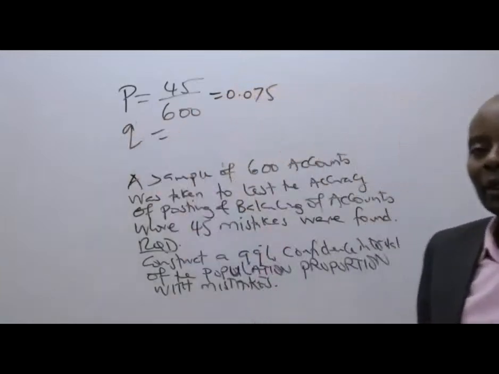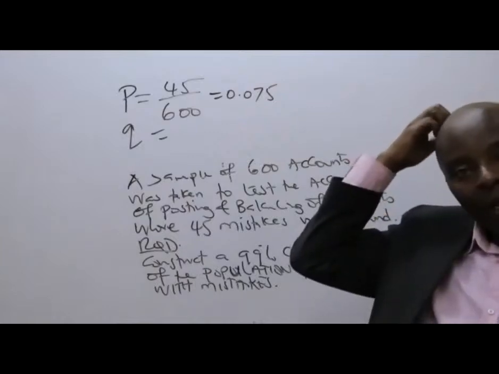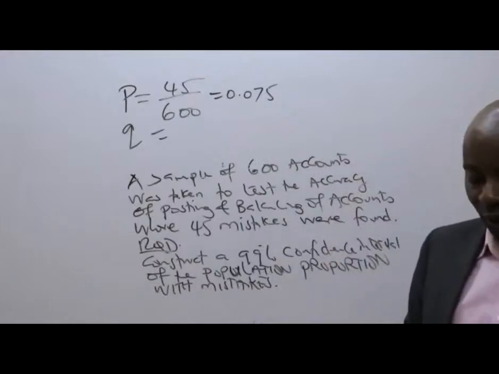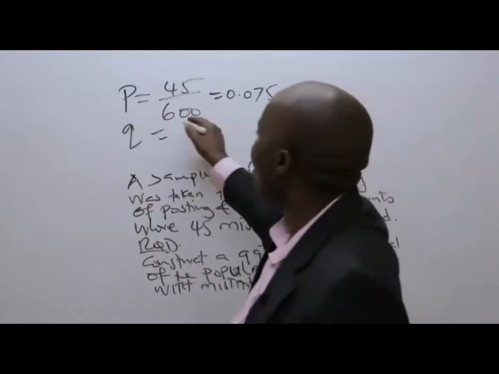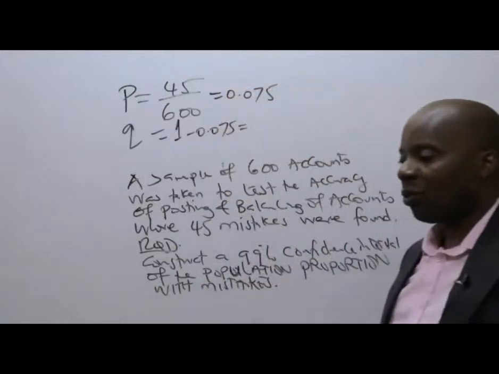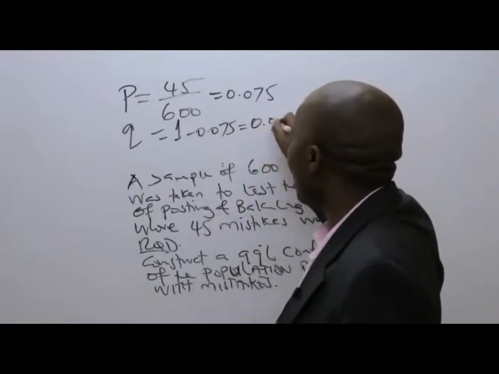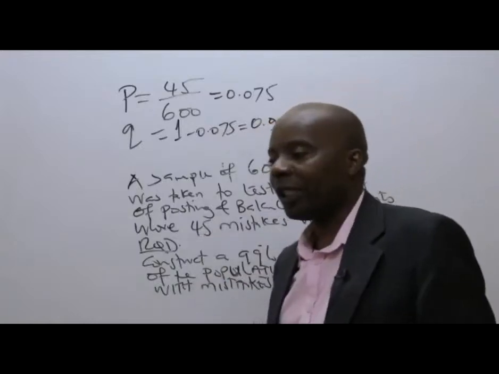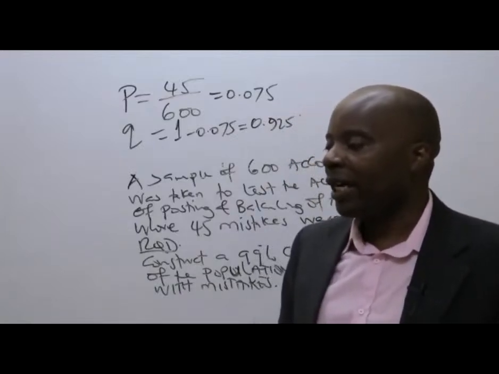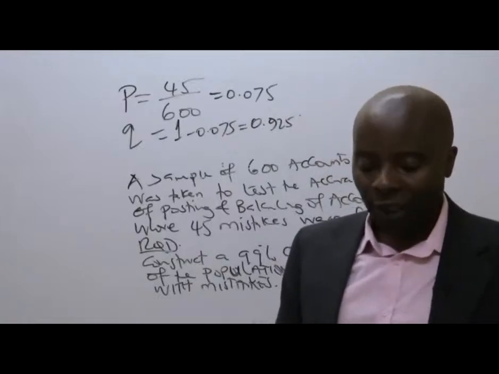Remember that P plus Q must always add up to 1, meaning that Q will be 1 minus 0.075, which gives us 0.925. Now, having gotten P and Q, I expect you to go ahead and calculate for us the standard error.